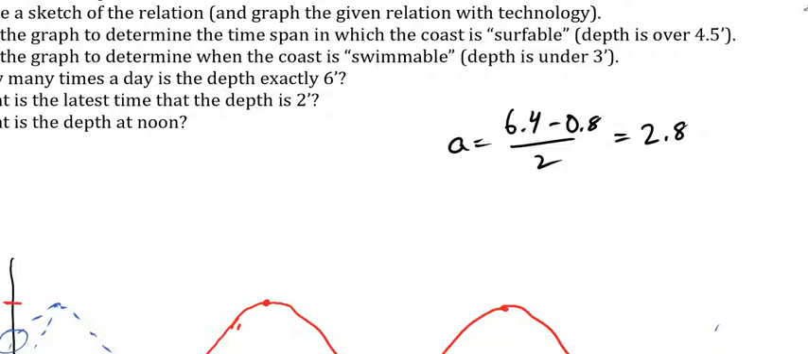What's next? Emma? You can get the midline value by taking the min and you can just take the middle and add the 2. Okay, nice. So D equals 0.8 plus 2.8. And what did that give you? 3.6. Awesome. What else?